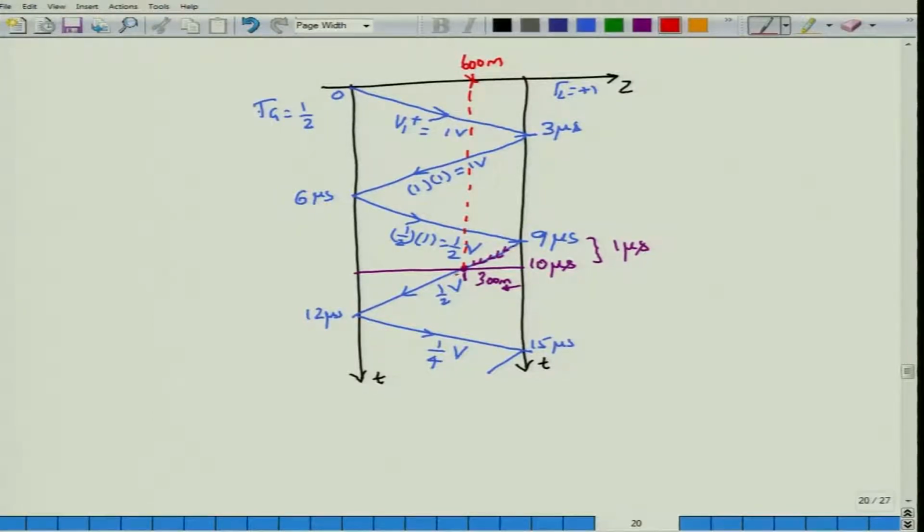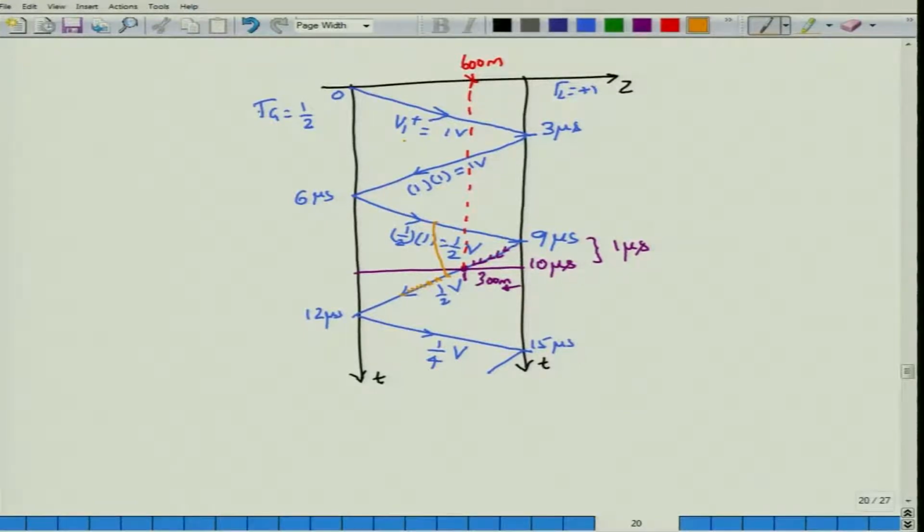So we would have actually reached the 600 meter point. Please note that the half volt has not propagated here. So the voltage has actually not propagated to this side. This side would still be seeing whatever voltage was there earlier. And what is the earlier voltage here? That would be half volt, and this would again be half volt, and so on and so on.